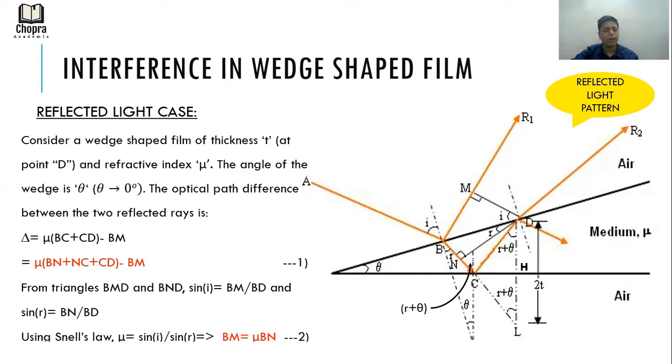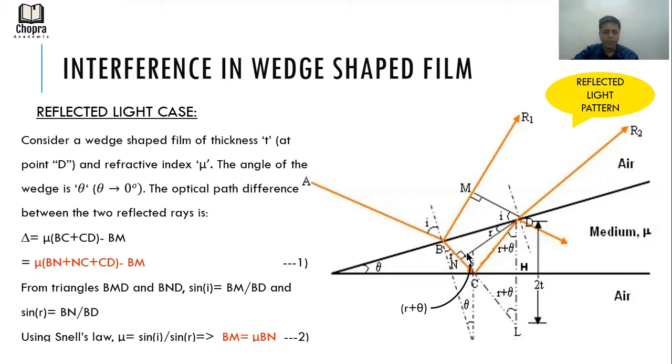Again we find the optical path difference between the two reflected rays. In this case we have AB striking the upper surface, then getting refracted. The angle of incidence is I and angle of refraction is R, and it gets reflected from the lower surface at the point C and comes out of the point D again in the air medium. So we have the optical path difference to be mu times BC plus CD minus BM. BC plus CD in the film and BM in air.